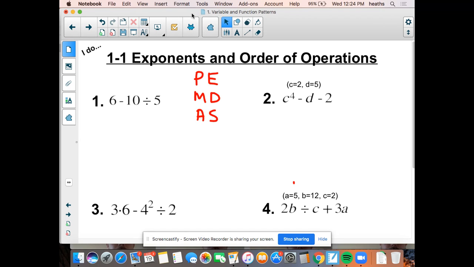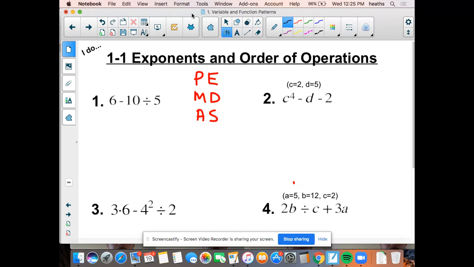So, 6 minus 10 divided by 5. I notice right away there's no parentheses or exponents, but there is multiplication and division. I see right between the 10 and the 5, there's a division symbol. So I know there may not be multiplication, but there's division, and that's the first thing that I need to solve with this problem.